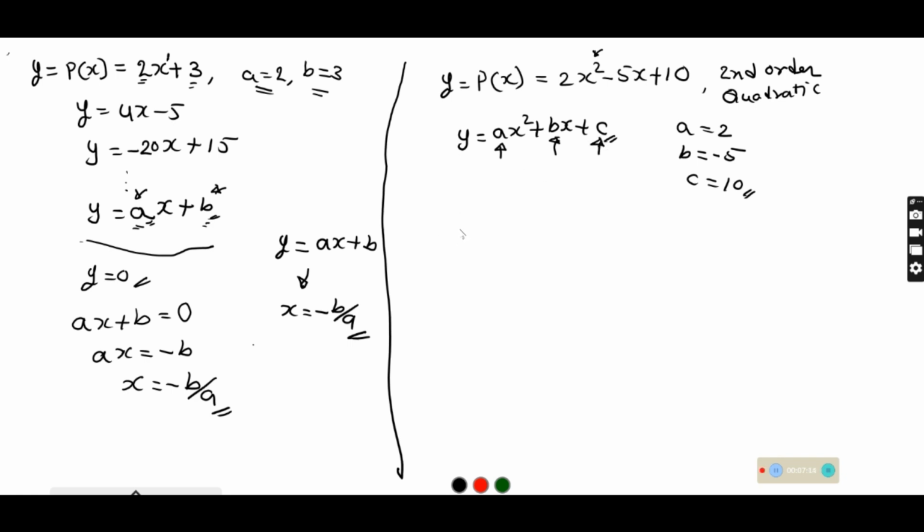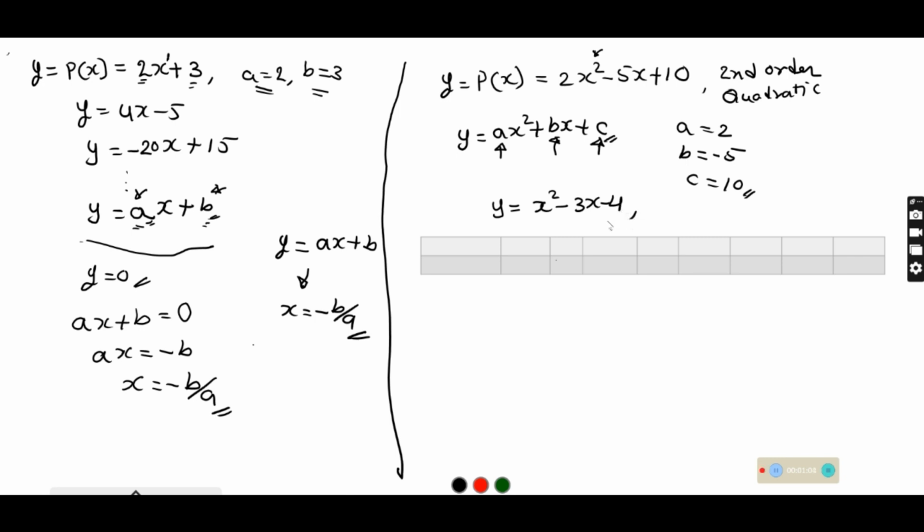Now we will see the graphical representation for the quadratic equation, and how we find the roots or zeros for this quadratic equation. Now we'll write another polynomial equation: y is equal to x square minus 3x minus 4. In the generalized form, we have written the quadratic equation as ax square plus bx plus c, right?